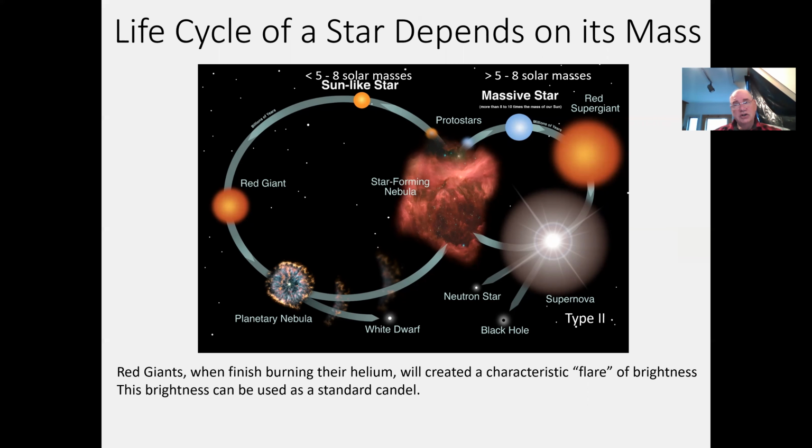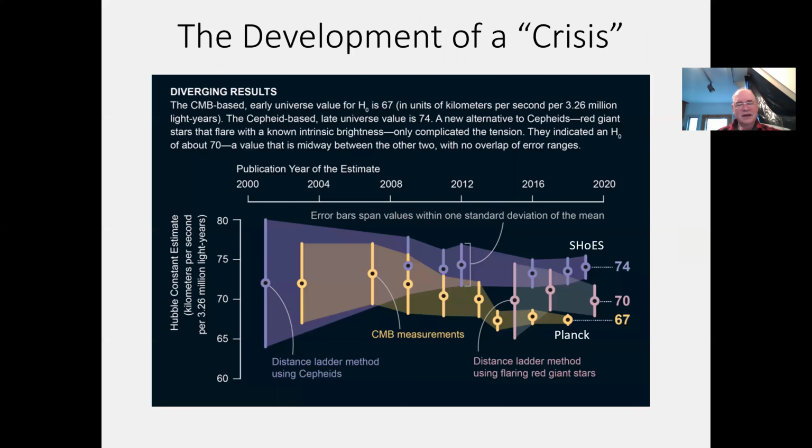She's used this new standard candle to go ahead and calculate anew the Hubble constant. Okay. And here's basically the story in a nutshell. Take a look at this with me. This is from 2000 on. This is just in the last 20 years. Look at the purple. Start off with the purple.